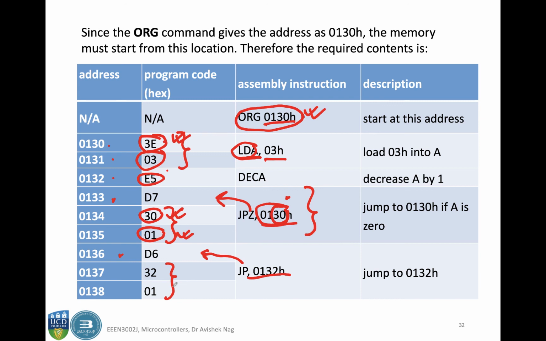And then you see that whenever you have a 2-byte instruction like load A followed by the data, then you take 2 memory locations to completely write this instruction. Then for a 1-byte instruction decrement A, you take 1 location, and then for a 3-byte instruction like JPZ, you take the 3 memory locations together, and then again for another 3-byte instruction you take 3 locations together.